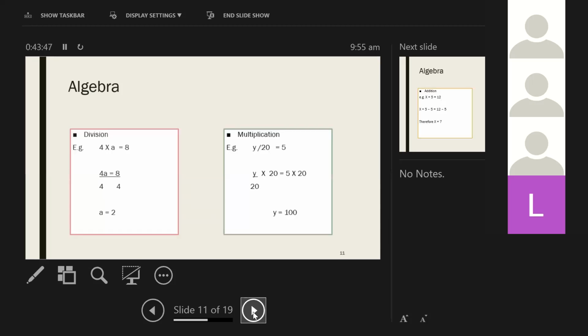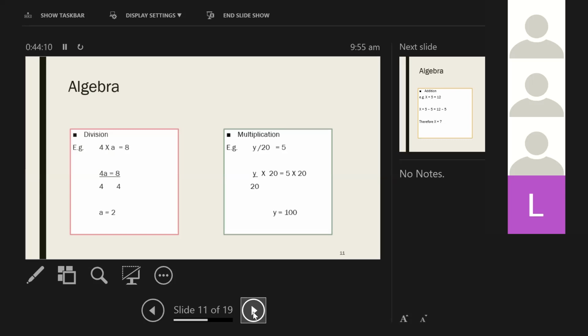Okay, so like I said, in algebra you deal with BODMAS. First we're going to be looking at division and multiplication. We can see there is an example. It says 4 times A equals 8. So what you're looking for is your A, right? That's a simple way of how you can get your A.